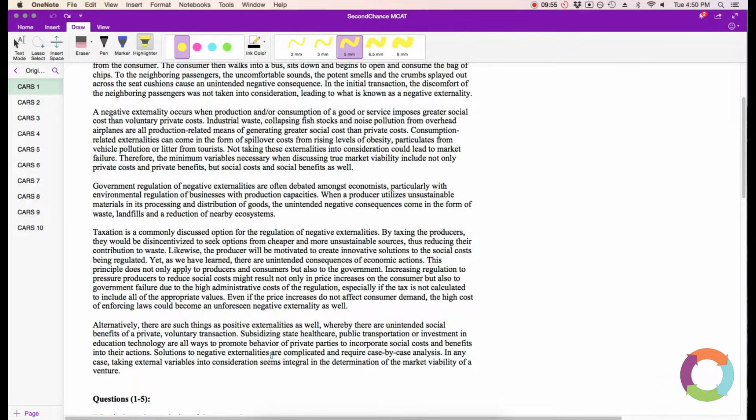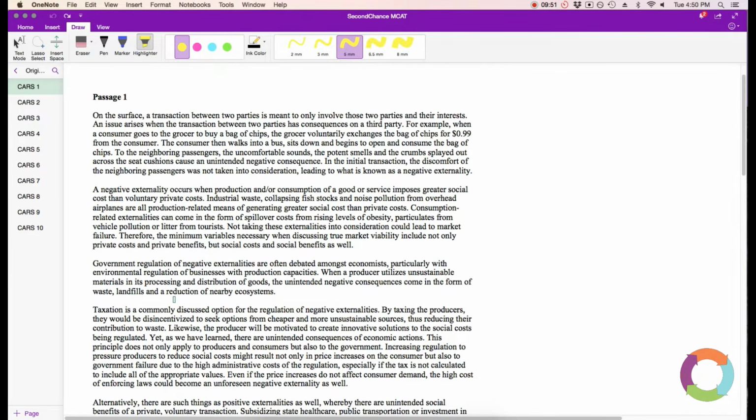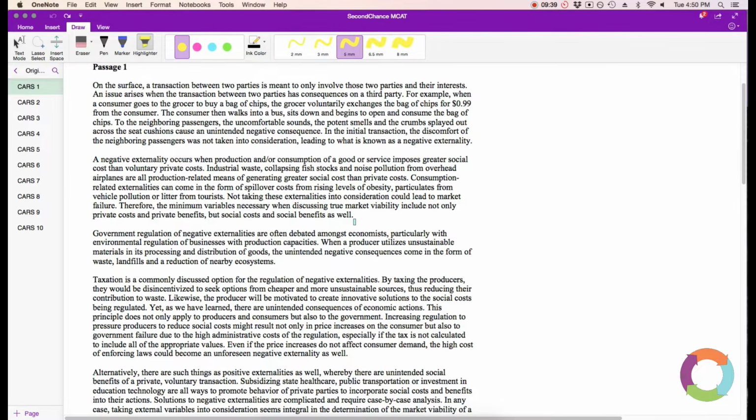So, looks like this passage is about externalities, voluntary transaction, taxation, regulation. Okay, so it's an econ passage. That means it's social sciences, which means that it's not super opinionated, but there's still going to be something that the author deems as important, but it's more likely going to be more descriptive.